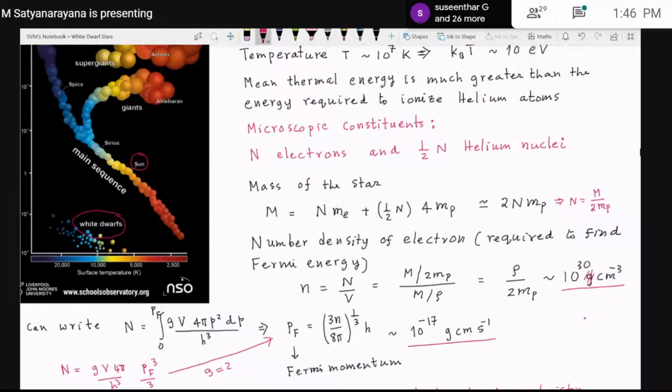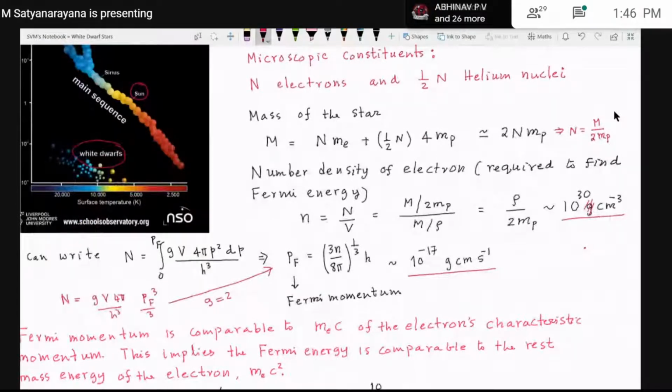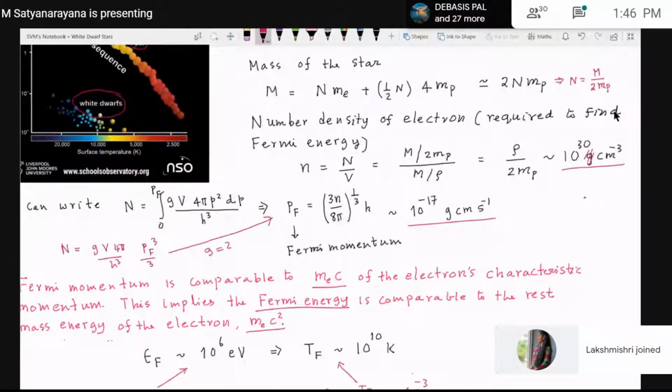And then you realize that this value of Fermi momentum is comparable to the characteristic momentum of the electron, m_e multiplied by the velocity of light. So this comparison means that the Fermi energy should be comparable to the rest mass energy, m_e c square, because the Fermi momentum is comparable to m_e c. Now m_e c square for the electron is of the order of an MeV, 0.5 MeV. So typically this Fermi energy is of the order of 10 to the 6 electron volts. Now this is equal to k_B times T_F. From there I get the Fermi temperature to be 10 to the power 10 Kelvin.